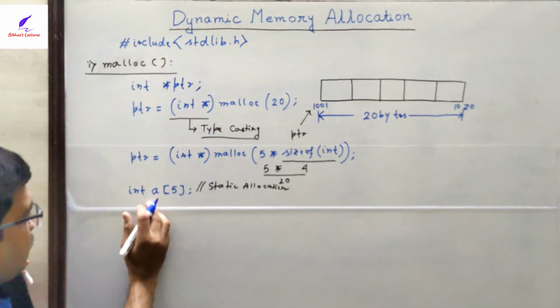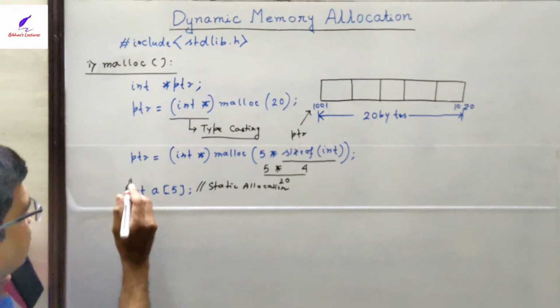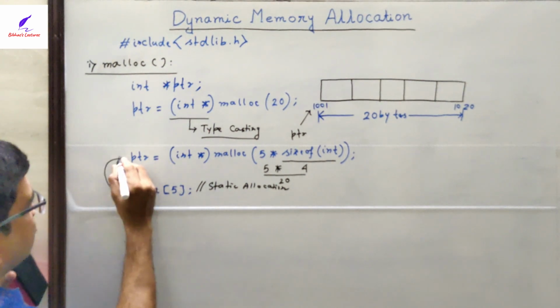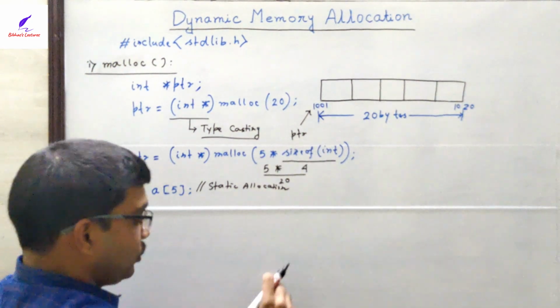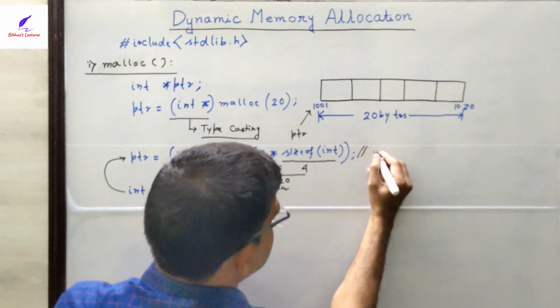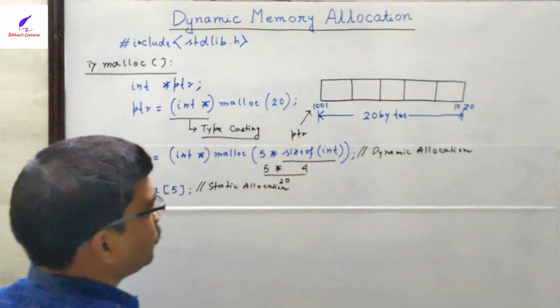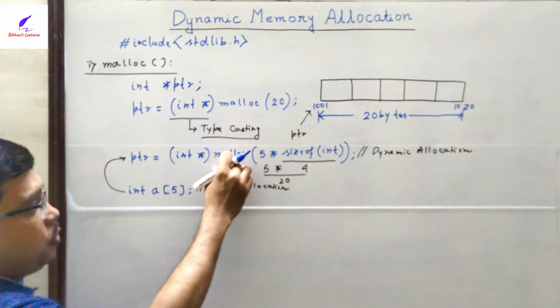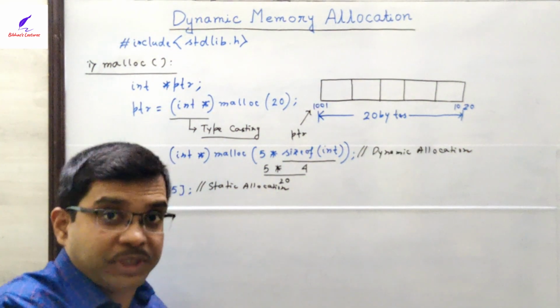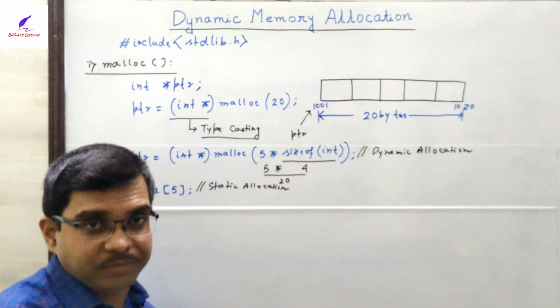But if we want to do the same thing dynamically, you have to write this line. This is the substitute of the previous line. It will allocate the memory for 5 integers. This is called dynamic allocation. Now at a later stage, during the execution of the program, if you want to increase it, you can also do that using another function called the realloc function.